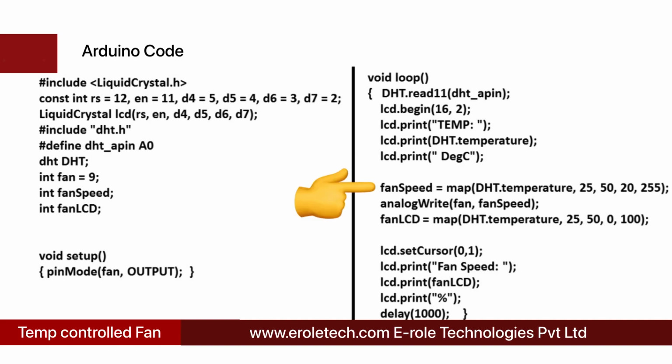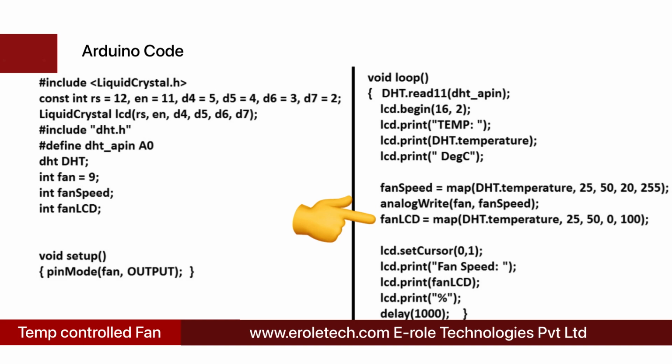fanSpeed = map(DHT.temperature, 25, 50, 20, 255). This function will regulate the fan speed from low to high between the temperature 25 to 50 degree. It will give lowest speed at temperature 25 degree, and it will give maximum speed at temperature 50 degree. It will map the PWM signal with the temperature. analogWrite(fanSpeed). This function will give PWM pulses to the transistor BC547.